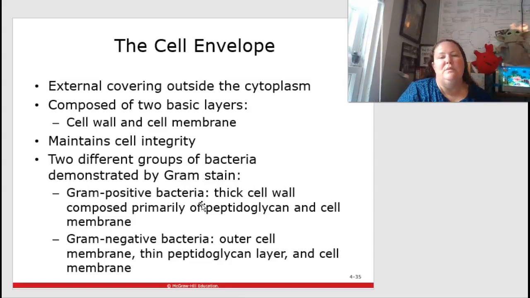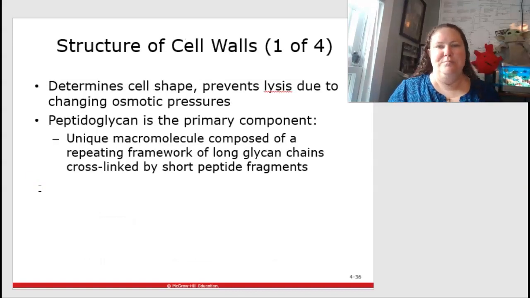Okay, so the cell envelope is the external covering outside of the cytoplasm, and this is composed of two basic layers: the cell wall and the cell membrane, and this maintains cell integrity. There are two different types of bacteria that are demonstrated by the gram stain. Gram positive has a thick cell wall composed primarily of peptidoglycan and a cell membrane, and then we have gram negative bacteria. This would have an outer cell membrane, a thin peptidoglycan layer, and a cell membrane.